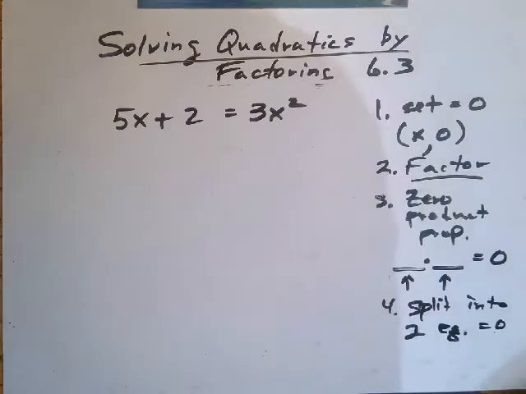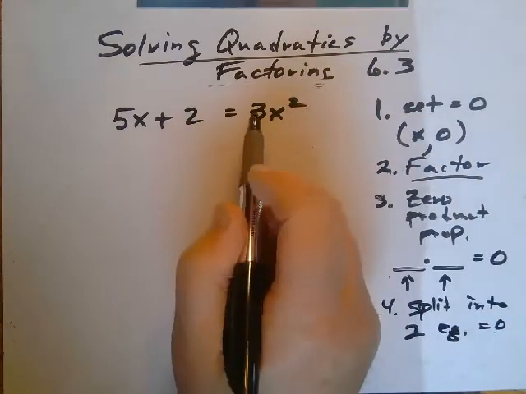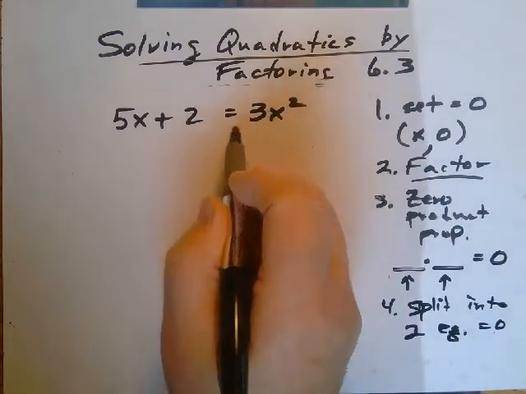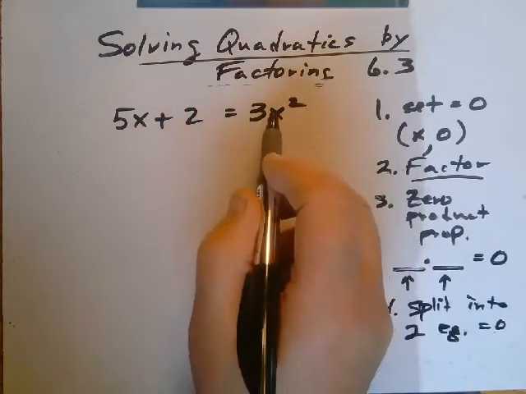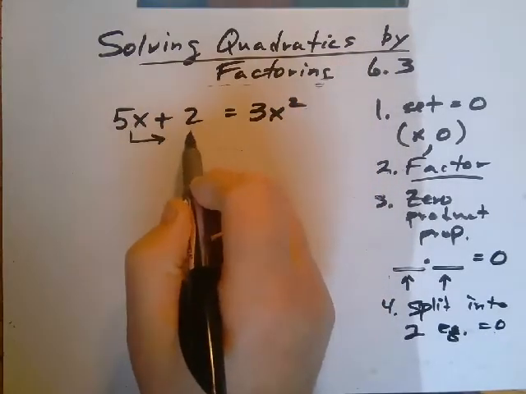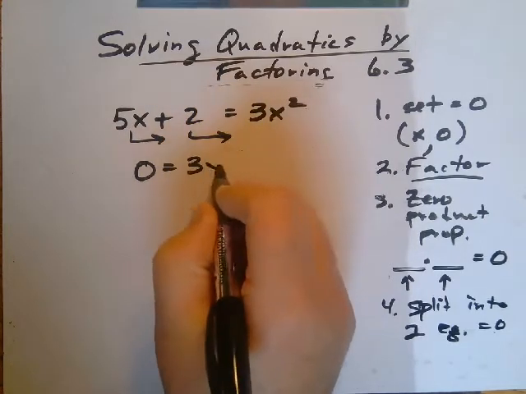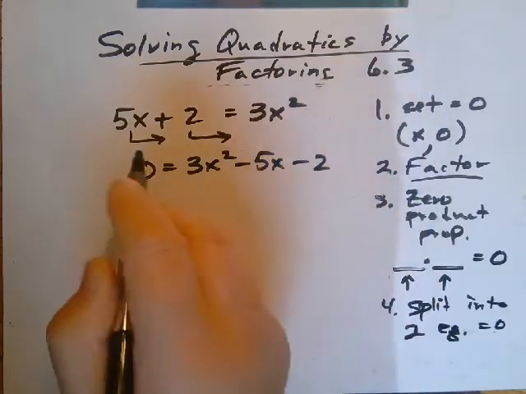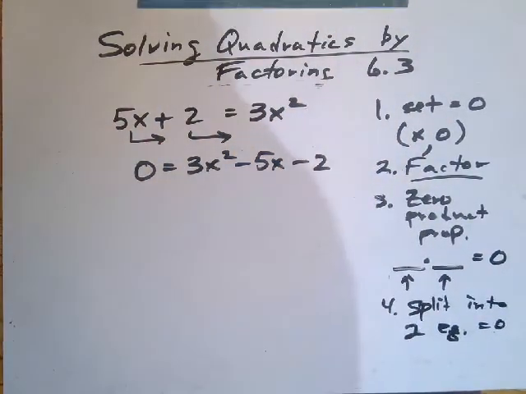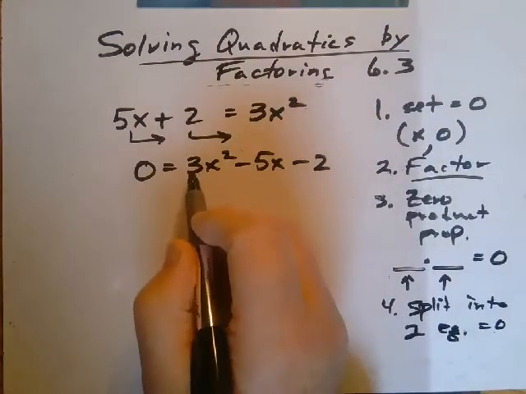Let's look at another one. All right, let's tackle this one. I want to solve the quadratic, so I want to set it equal to 0. Now, rather than move the 3x squared to the left, I don't want it to become negative, so I'm going to actually move both of these the other way. So I'm going to get 0 here, and this is 3x squared minus 5x minus 2. So when I subtract these from both sides, I want to keep that x squared term positive. That's kind of critical.